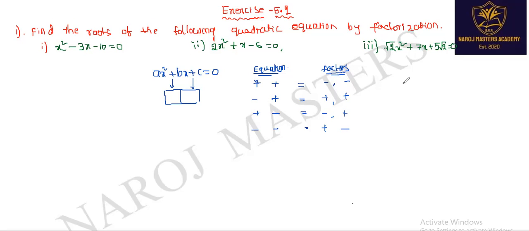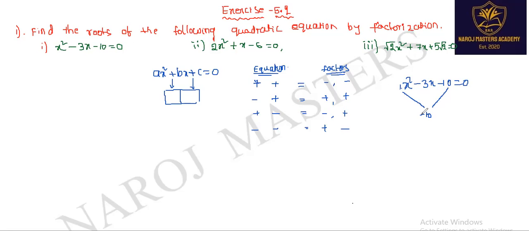After that, look at the first question only: x square minus 3x minus 10 equal to 0. This is our quadratic equation. For this, first of all, write the coefficient of x square, that is 1 here, and multiply it with the constant term. What is the constant term here? Minus 10. So 1 into minus 10 is minus 10.